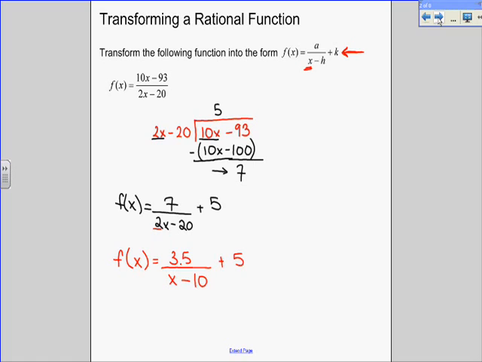So our value of a is 3.5. Our value of h is 10. And our value of k is 5. And we'll be using that later on whenever we look at our graph of our function.